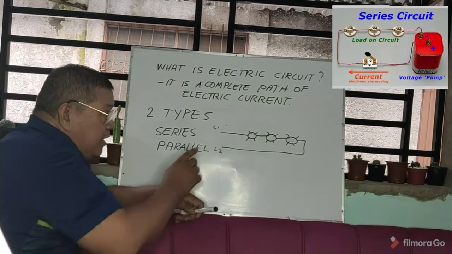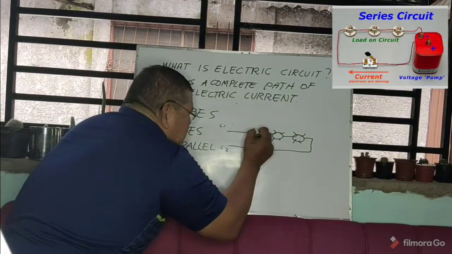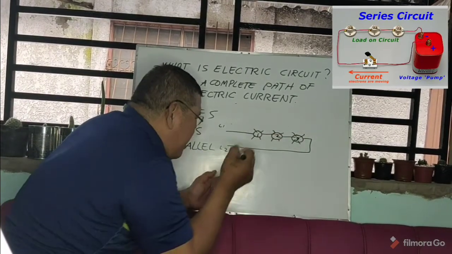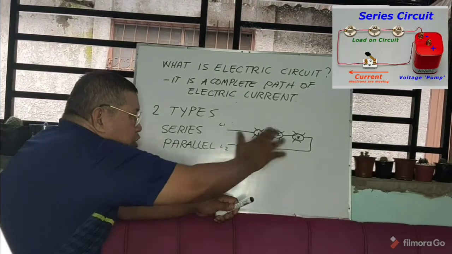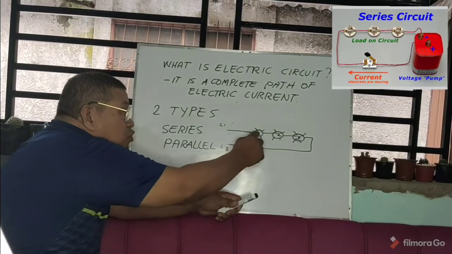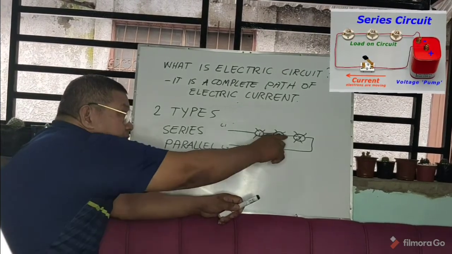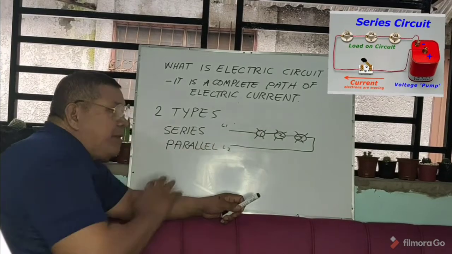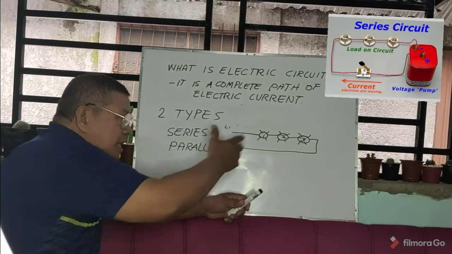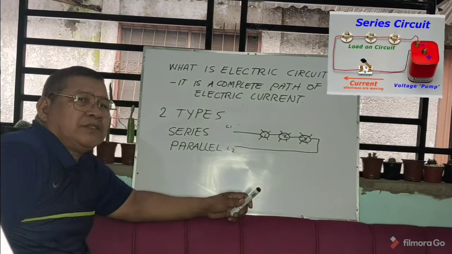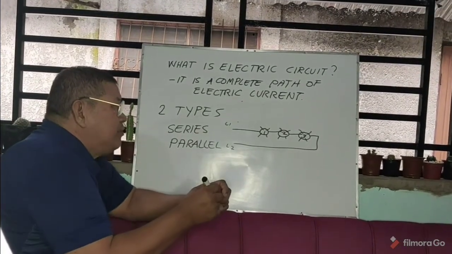Now remember, if one lamp goes out, meaning it is busted, everything is off. So if this is lamp number 1, lamp number 2, and lamp number 3, and lamp number 1 is defective, busted, then all the lamps are off. But remember, only one is busted. Only one is defective. The rest are still good. So what you will do, remove the busted bulb, replace it with a new one with the same voltage, the same power maybe, and there you are. Again, lamp number 2 and number 3 will light. Okay? So that is what we call a series circuit.